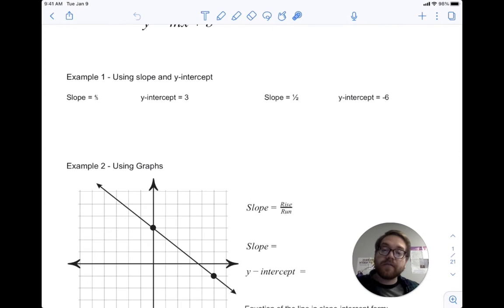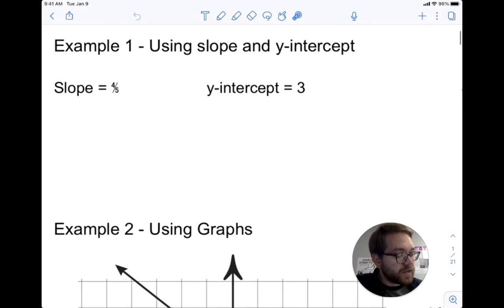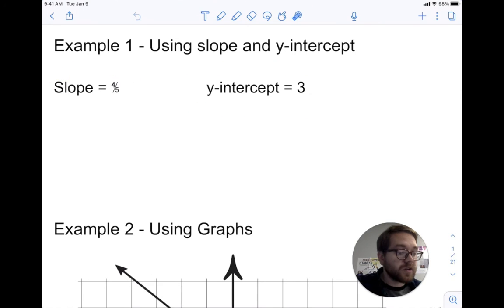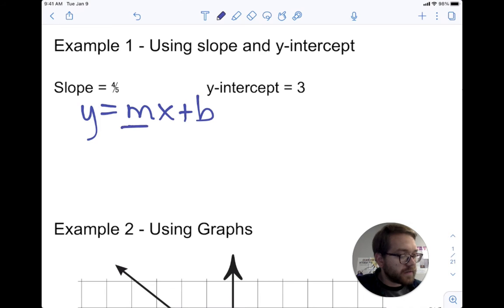All right, so we're just looking at a few more examples real quick. This is on the first page of your notes. So if you look here, we're going to write the equation using the slope and the y-intercept. They give us a slope and a y-intercept, and we're going to write the equation. All we're doing is plugging in the slope and the y-intercept to make sure we get things in the right place. If you remember, our slope-intercept form is y equals mx plus b, and we're going to figure out what goes in our m and what goes in our b slots.